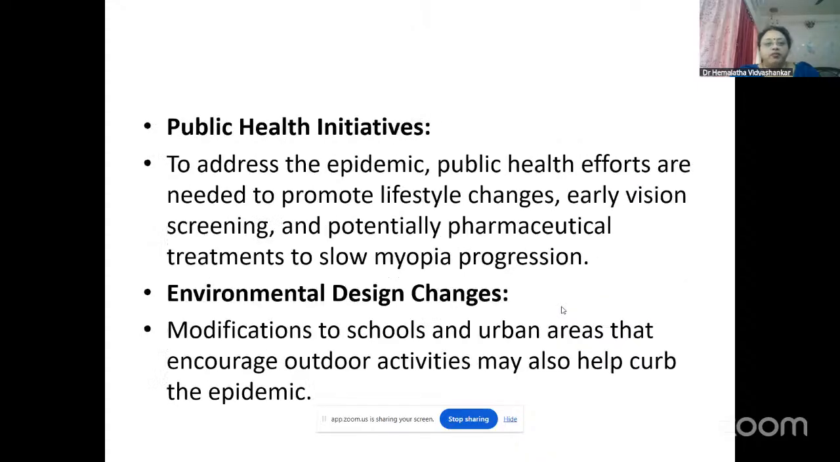It's very important to address this issue as a public health initiative, because nowadays many schools give a lot of work online. They use online methods of teaching. Even work is given online. So schools should also consider that too much screen work, especially near work, can lead to myopia progression, and hence they should cut down on the screen work. And modification in school design, where they involve a lot of outdoor activity, also helps to prevent myopia progression.